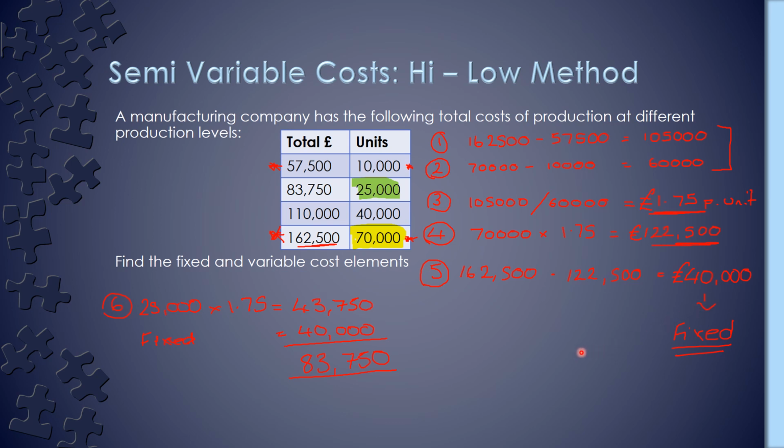Then once you've done that, just be absolutely sure that you spend a couple of minutes to throw it into a different level of production. And that's where in step 6 here, you can then work out and prove that you can come back to the total cost.